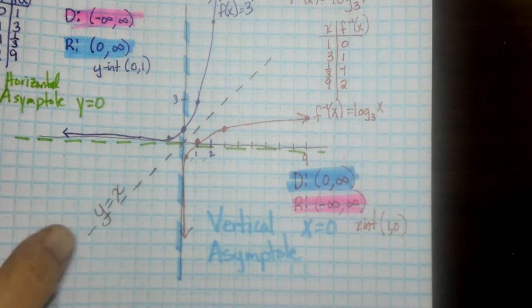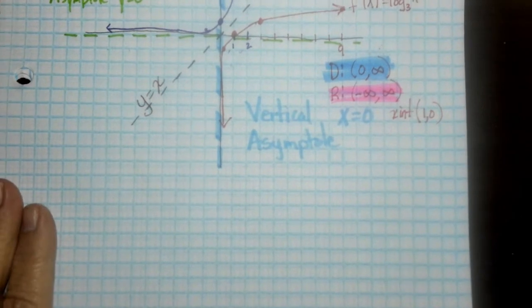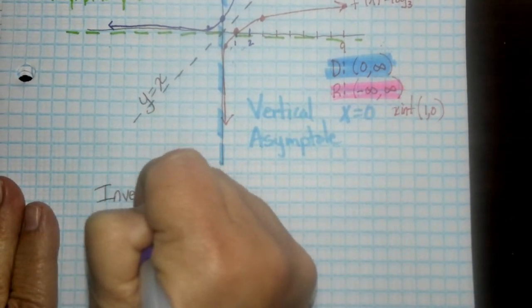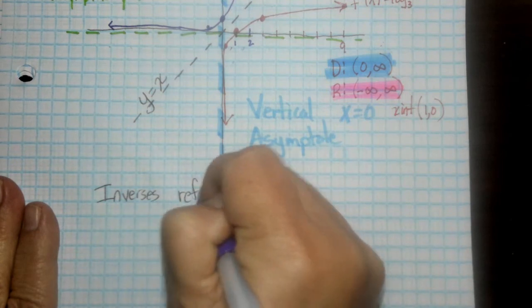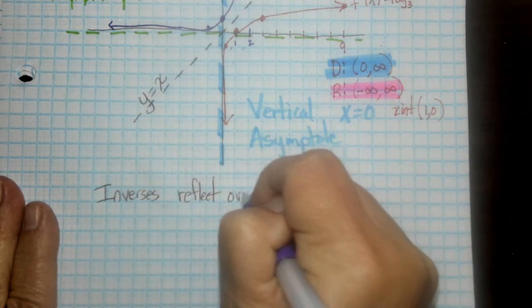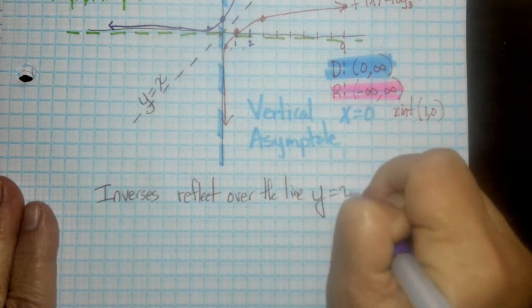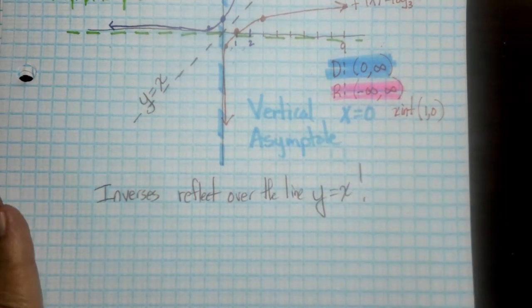Inverses reflect, so let's just write that down at the bottom. Inverses reflect over the line y equals x. Very important.